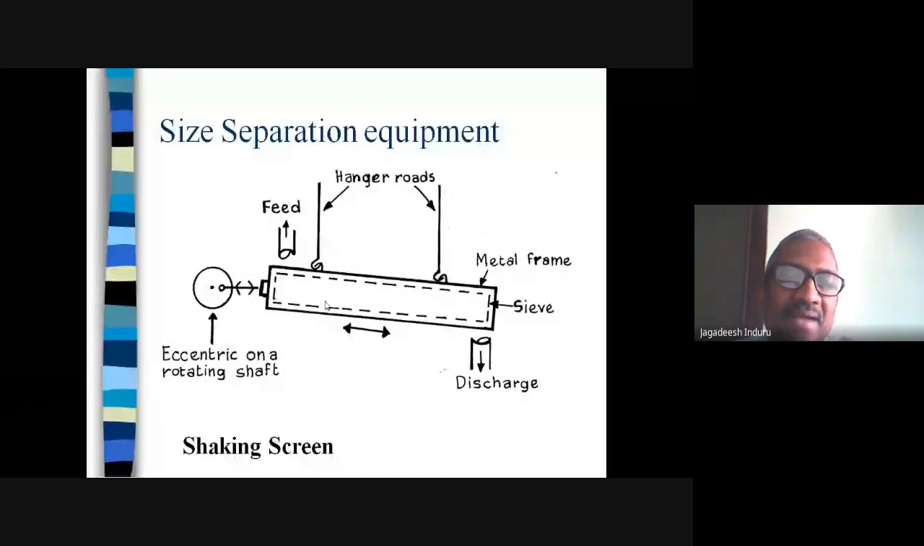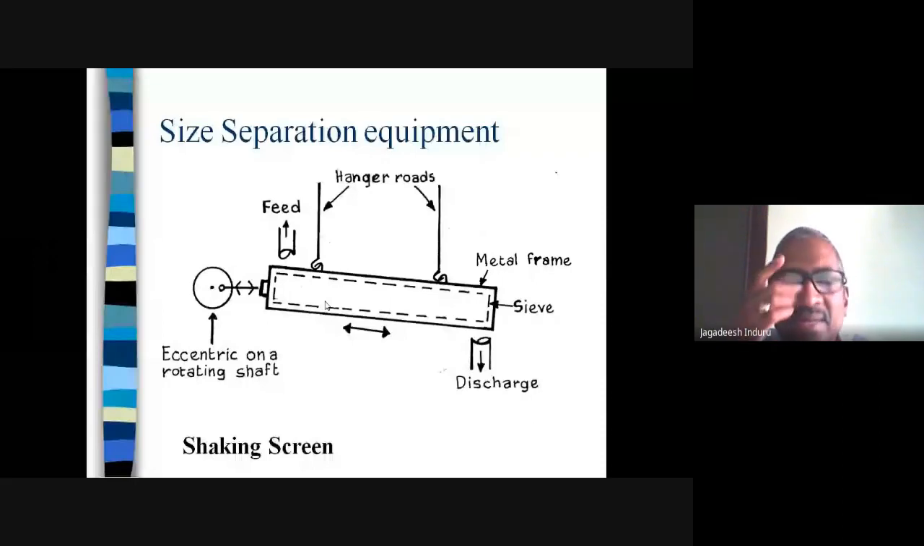If the entire material is falling onto the sieve, immediately because of that weight, the sieve will get distorted and your tolerance will be lost, limit will be lost. Then you cannot use that sieve. That is the reason it is supported with the screens also. That is the reason it is given as a shaking screen.